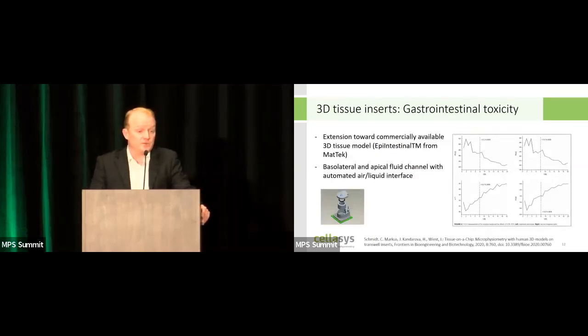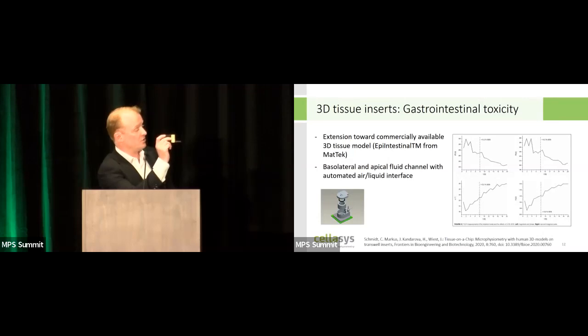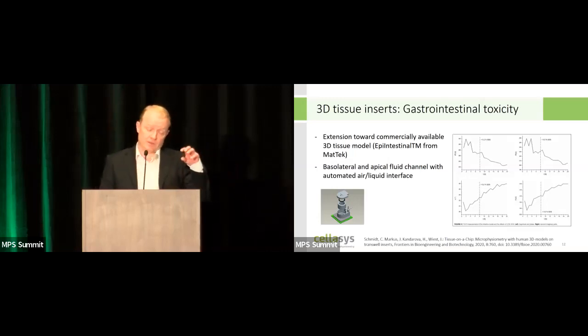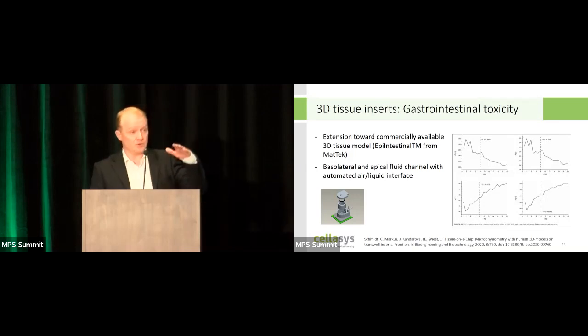The next step then was to use tissue inserts. So we partnered up with Martech, and we used their epi-intestinal model, and again modified our chip. So now a commercially available 3-dimensional tissue insert model can go in here. And what we did here, we changed the fluidic system a little bit. So we have a basolateral fluidic and an apical fluidic, and we also could create an automated air-liquid interface.